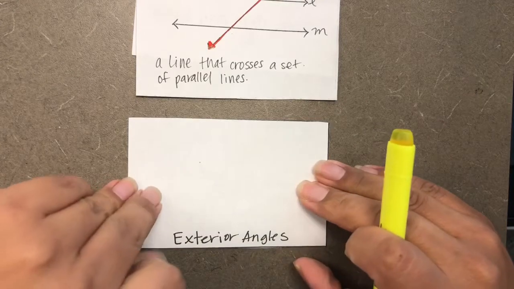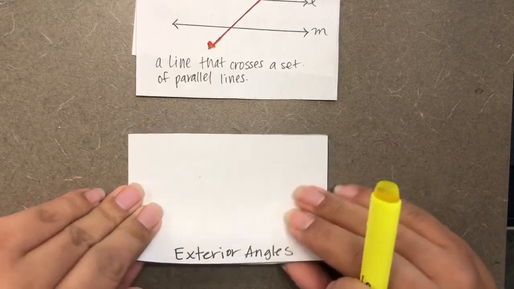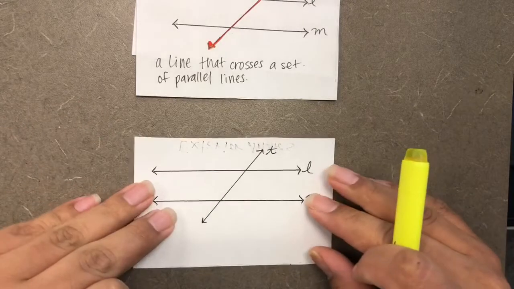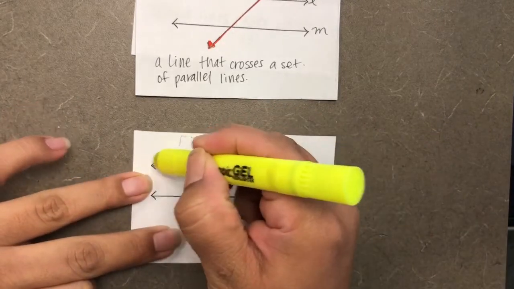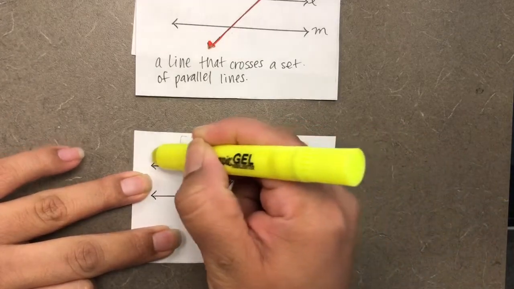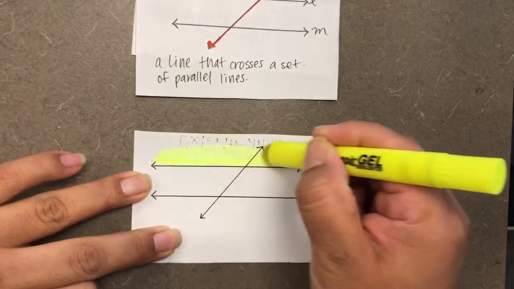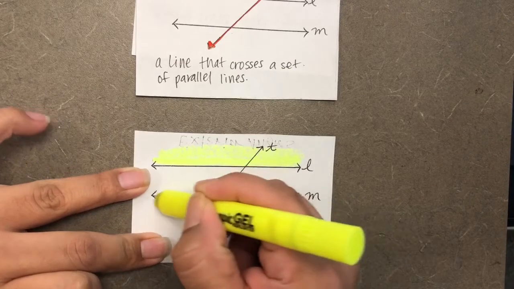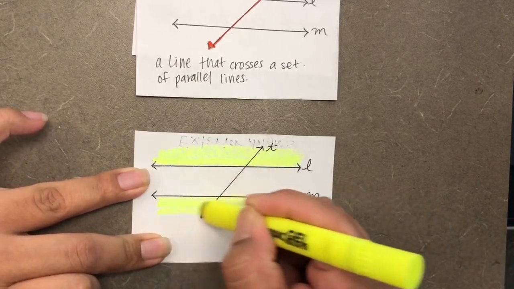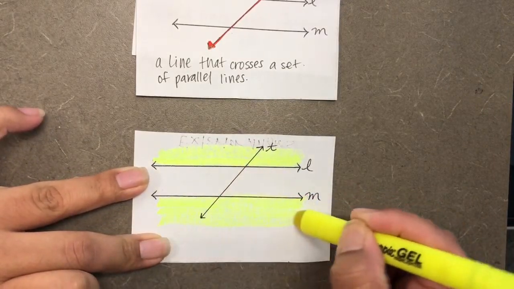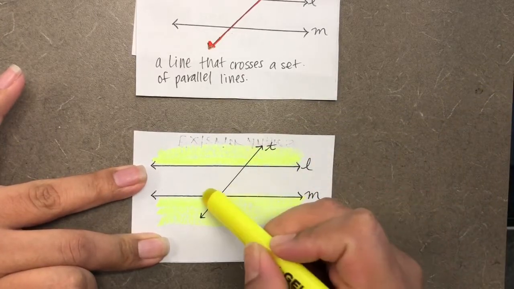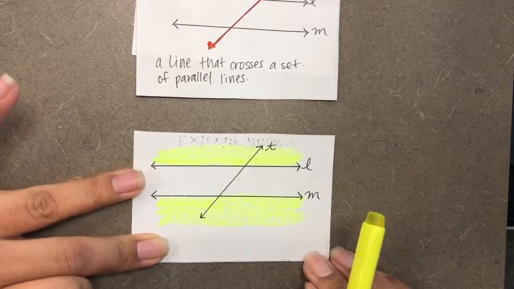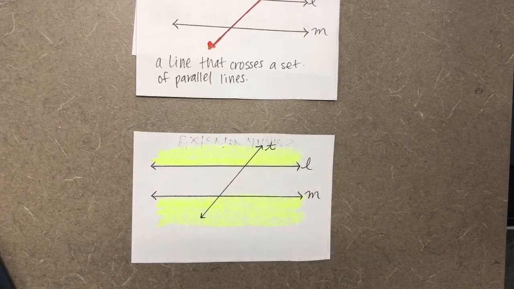So exterior angles, and this might seem simple, but some of you guys are still having issues with it, so we're just gonna go ahead and do this. Exterior angles are angles that are outside of the parallel lines. So you guys are gonna go ahead and highlight outside of the parallel lines. Okay, so these angles here would be exterior angles. Okay, and that's all we're gonna do for that one.